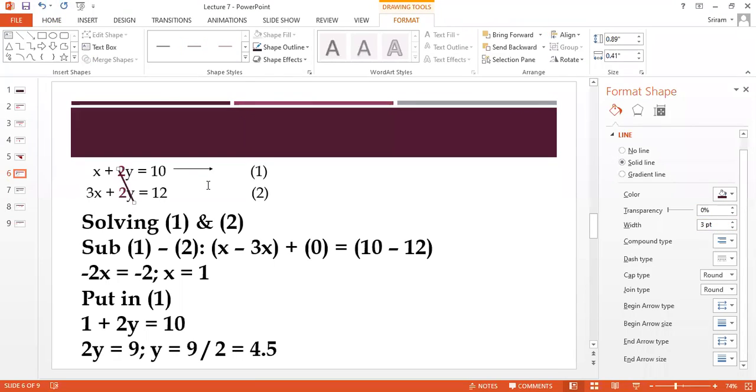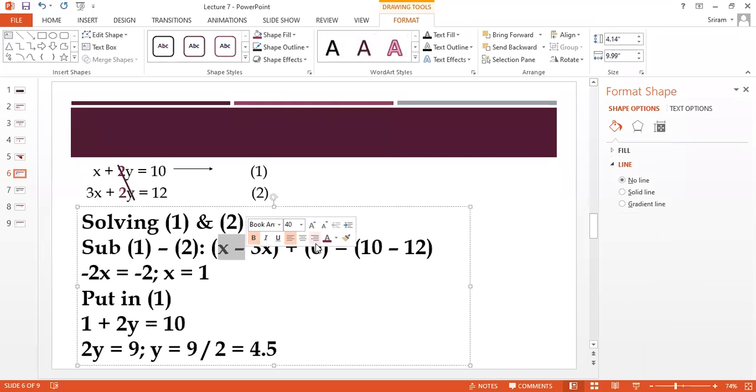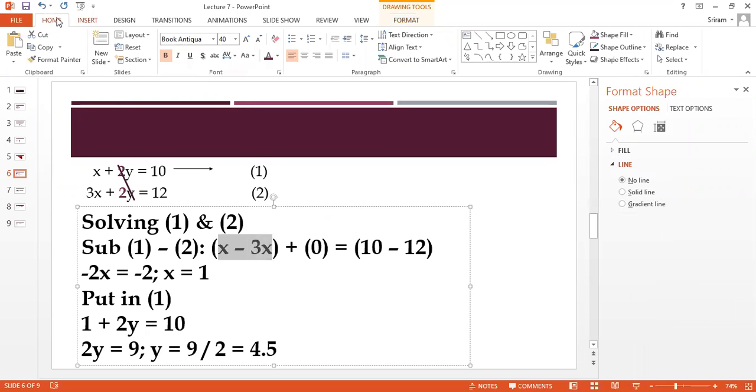What is the first one? We are having x minus 3x. This is for the first one. The second one is becoming 0. Then this is 10 minus 12. This is the right hand side.